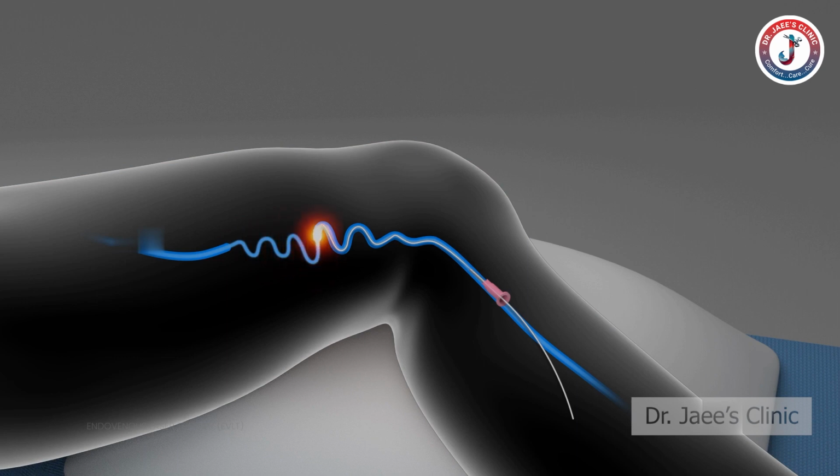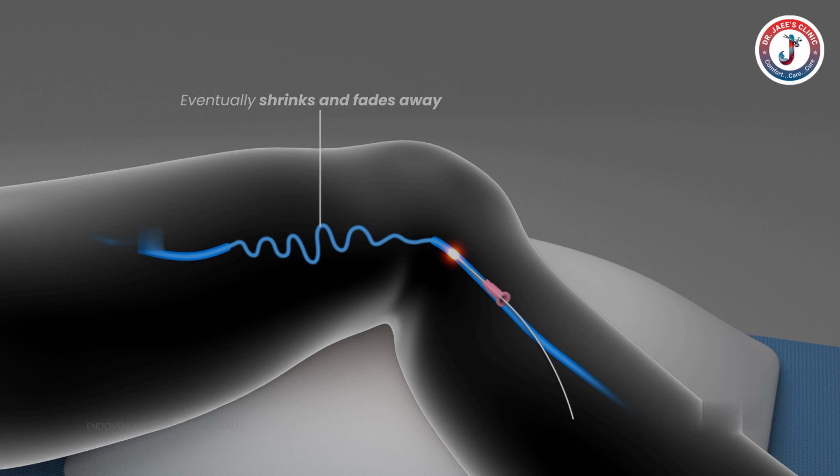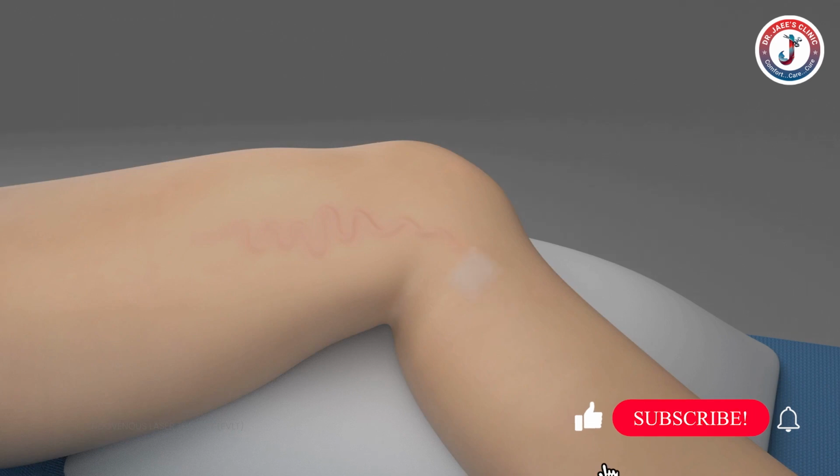This results in stopping blood flow through the vein. The saphenous vein eventually shrinks and fades away, eliminating vein bulging at its source and allowing efficient blood circulation through other healthy veins. The catheter and laser are removed and the puncture hole is covered with a small dressing.